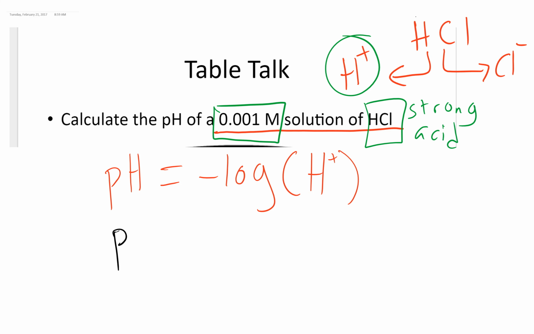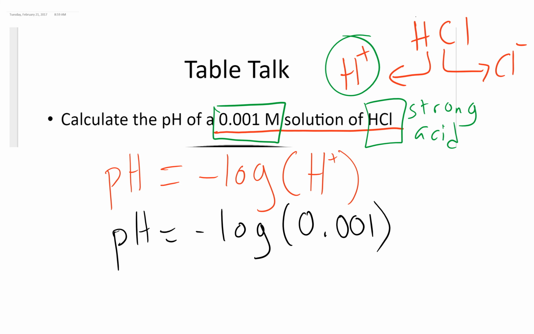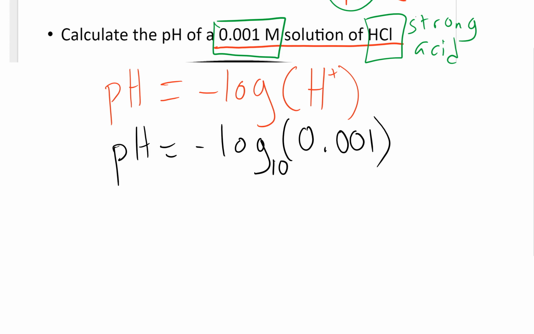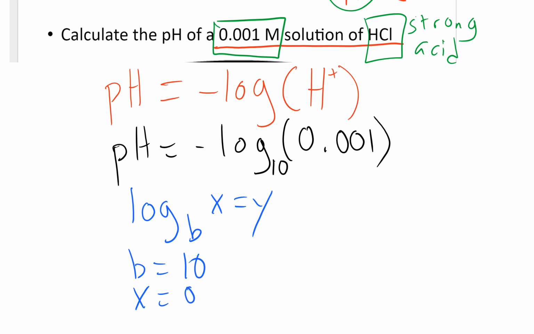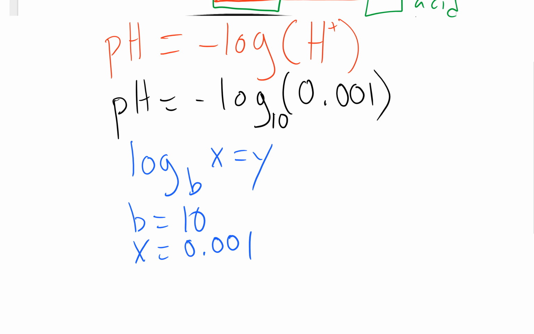So the pH is equal to negative log of 0.001. What's the base? They left it off, so it's 10. Now you just do the same thing I did before. Remember that all logs have the same pattern. Log B of X equals Y. What's B? What's X? 0.001. What's Y? Negative pH.